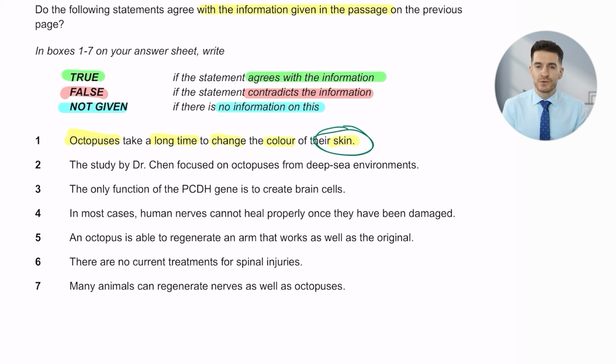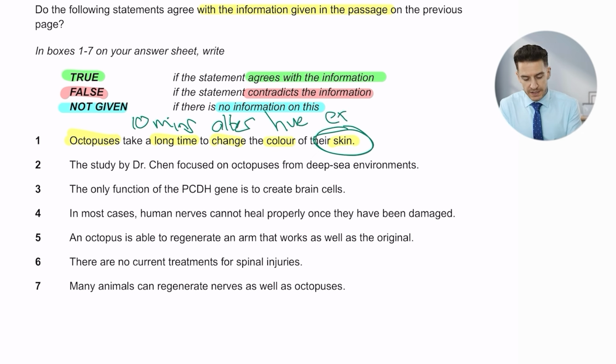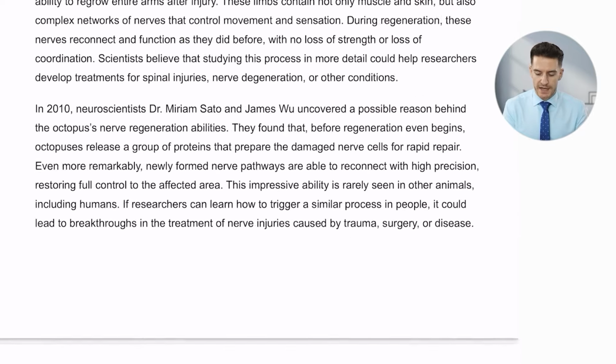So for the first word octopus, there's probably no synonym that we could use to describe octopus. Long time, well, for long time, it might describe the duration. So maybe it will say something like 10 minutes. And 10 minutes, well, that is a long time to change color. Next one, change. Well, they might say alter. Alter is another way to say change. For the word color, they might say something like hue. And for skin, there's not really any other way to paraphrase that. They could use maybe something like exterior or external, depending on what the passage says. So now we know the keywords. Now we've got a few synonyms. So let's go back up to the passage and we'll see if we can locate where the answer is.